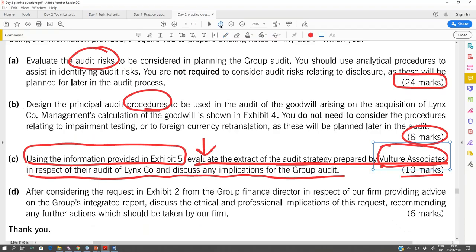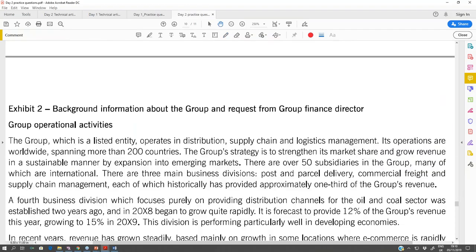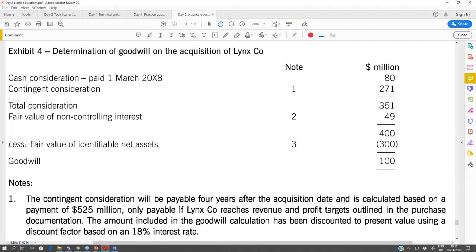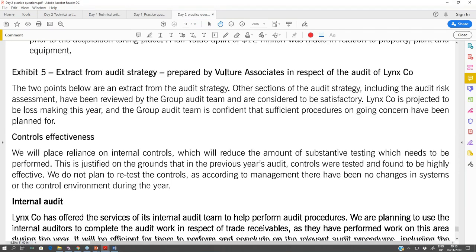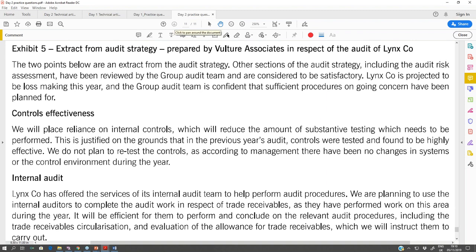Okay, let's go down and read the audit strategy prepared by Vulture. Here is Exhibit 5 in front of your screen, which pertains to the audit strategy prepared by Vulture. Vulture is a component auditor and is performing the audit of Links. Links is a subsidiary of the group. Let's see, has he prepared the right strategy or the wrong strategy? The 2 points below are an extract from the audit strategy. We can see the 2 points, right? One is control effectiveness and one is the internal audit.